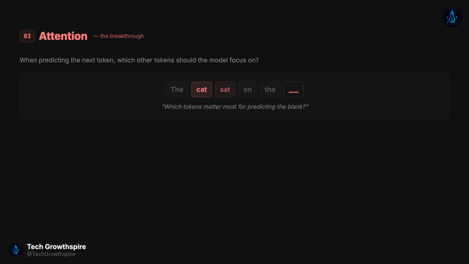Now here's where it gets truly fascinating. GPT-4 doesn't run just one attention calculation. It runs 96 of them in parallel. These are called attention heads. Each head independently learns to detect different patterns.